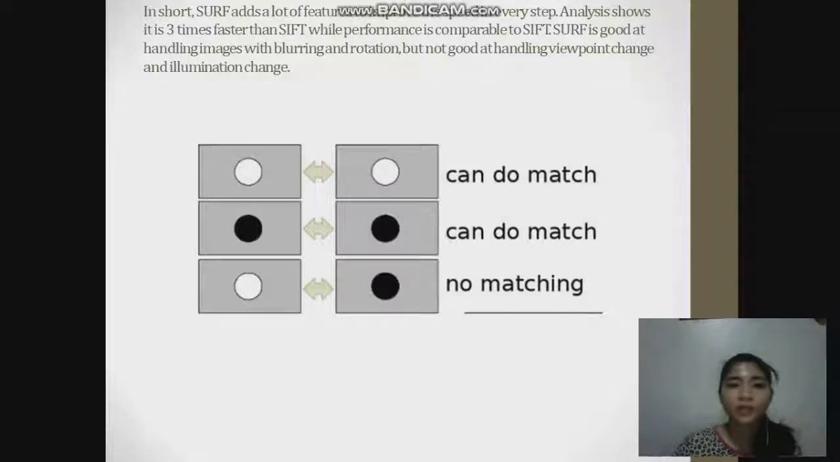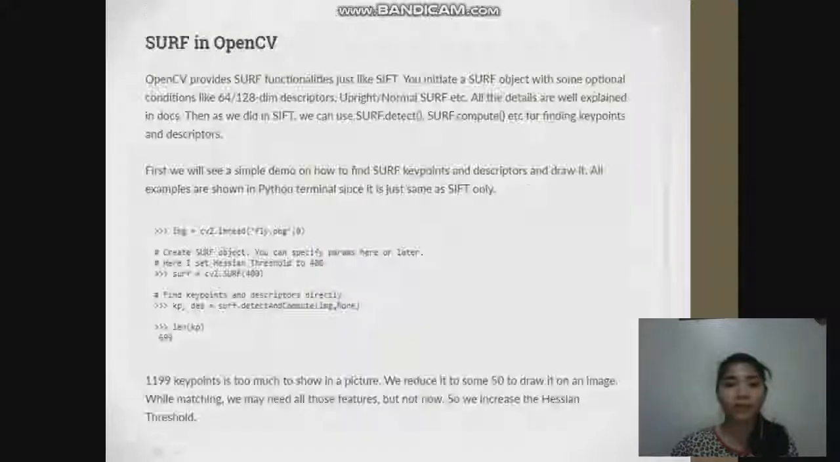In short, SURF adds a lot of features to improve the speed in every step. Analysis shows it is 3 times faster than SIFT, while performance is comparable to SIFT. SURF is good at handling images with blurring and rotation, but not good at handling viewpoint change and illumination change.